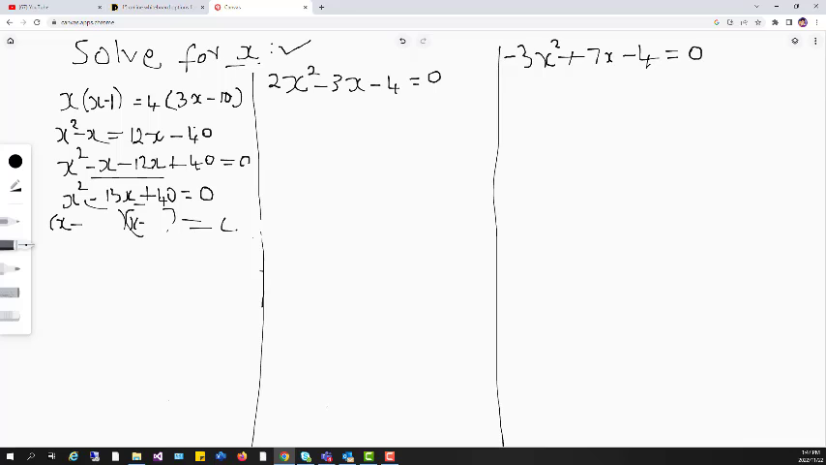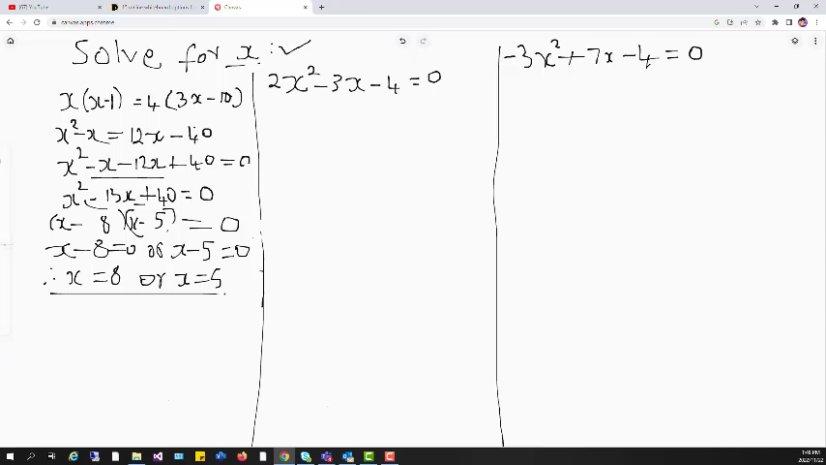Okay, we have equals 0. So the terms will be 8 and 5. And then the next step will be to say x minus 8 equals 0 or x minus 5 equals 0. Therefore, your x would be equal to 8 if we transfer negative 8 to the right hand side, or x is equal to positive 5. This is easy. This you've done in grade 10. So now let's come to the next one.